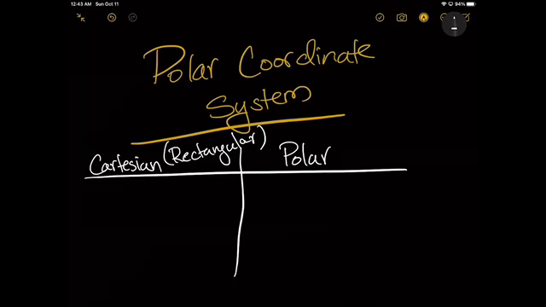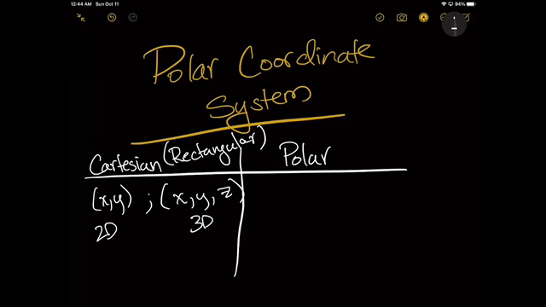In the Cartesian system, we generally have our coordinates written as either x comma y, which is a two-dimensional plane where x represents horizontal movement and y represents vertical movement. Or we can also write it as x comma y comma z, where x and y represent the same, and z represents the movement in and out of the plane itself. This is going to be 3D, while the other is two-dimensional.